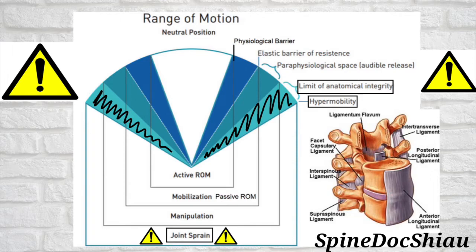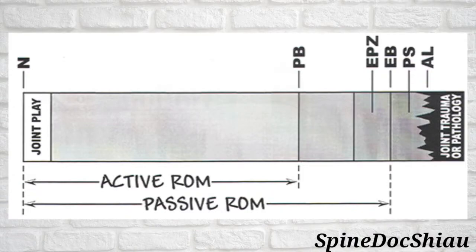This is the art of chiropractic, learning where the elastic barrier is and going just beyond it into the paraphysiological space to deliver the adjustment or the manipulation. And once you've surpassed or breached your body's limit of anatomical integrity, the joint becomes hypermobile, which is a contraindication of adjustment. So just to review, this is a different chart that explains the similar concepts of ranges of motion.